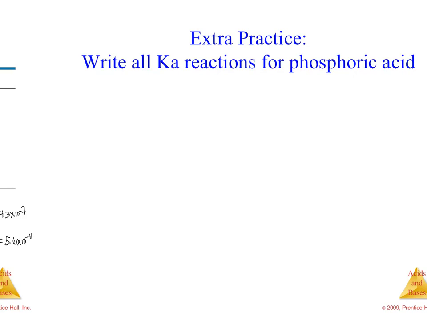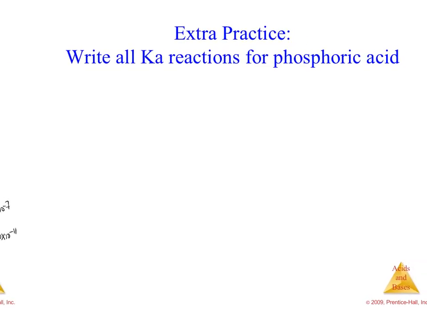So I want to do another practice problem: write all the Ka reactions for phosphoric acid. I'm going to set this up for you, and I'm going to have you pause it and write this, and come back and check your work. So again, phosphate is PO4 3 minus. So phosphoric acid, H3PO4. What I want you to do is write your Ka1 reaction, Ka2 reaction, and Ka3 reaction.